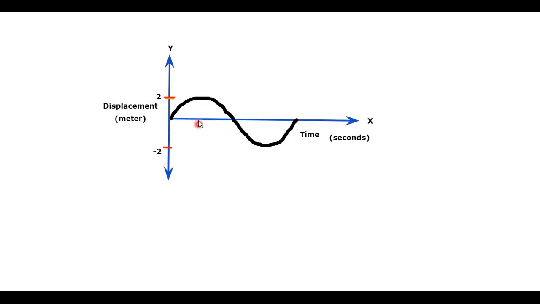So what is the amplitude here? The maximum distance between mean and extreme position. So this is amplitude. And in this case, the amplitude of the wave is how much? 2 meters. See, maximum distance is 2 meters. Students, don't write amplitude as 4 meter. No, this is incorrect. We are having amplitude as only 2 meter.